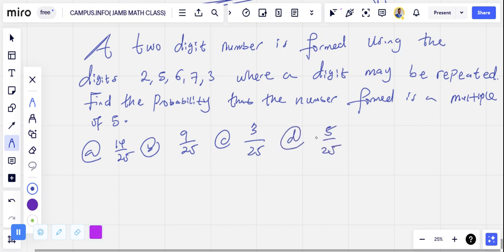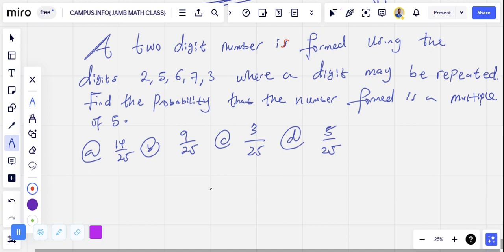So guys, now let's reason this together. Just normal critical thinking skills. There's nothing like a topic or anything. Just think, okay? They said a two-digit number is to be formed. Maybe they did not put the word "is to be", maybe that's why you're confused. Okay? You can decide to say, okay, a two-digit number is to be formed.